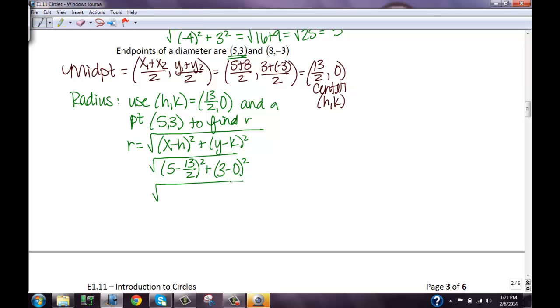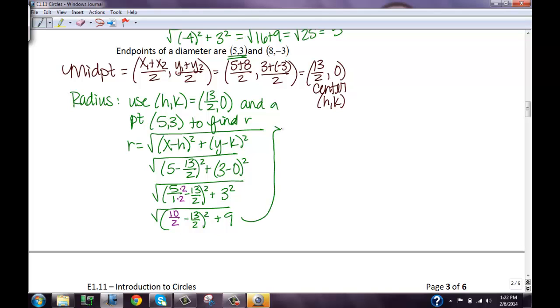And then I just need to simplify. Now here you don't want to get a decimal because you're solving for your radius, and sometimes these decimals will repeat and turn into nasty things. So go ahead and write this getting a common denominator. So here if I get a common denominator, this is the same as 5 over 1 minus 13 halves squared plus 3 squared. My common denominator for 5 and 13 halves would be 2. So I would multiply on top and bottom by 2, which gives me 10 halves minus 13 halves squared plus 9.